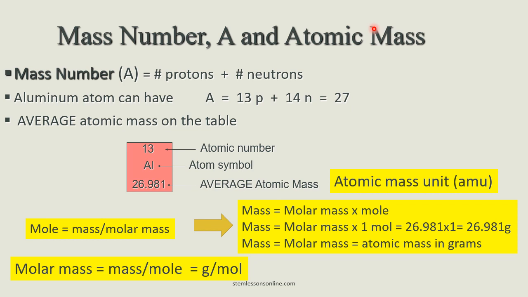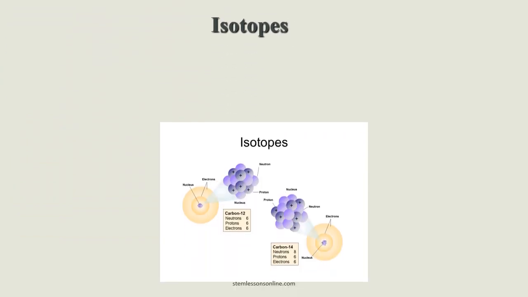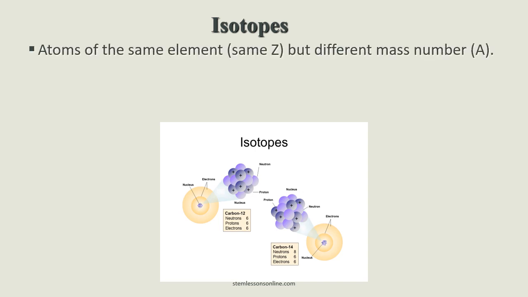So what is the reason the average atomic mass is a decimal number? The mass number is a whole number. Average atomic mass we see is a decimal number. What's the reason for that? This is because of the existence of atoms of different masses for the same element, which are called isotopes. So isotopes are atoms of the same element with the same atomic number but different mass number.